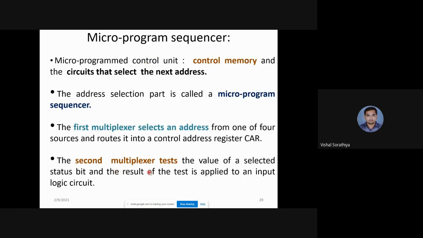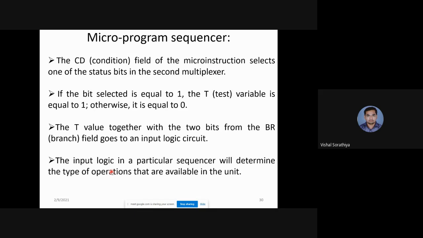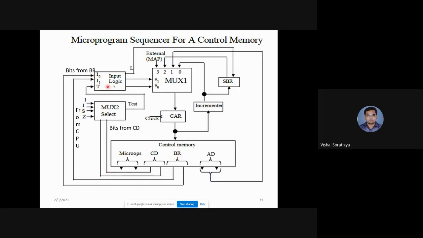And the second multiplexer tests the value of the selected status bit, and the result of the test is applied to an input logic circuit. Meaning, whatever the second multiplexer applies, this is the second multiplexer. From that, it will check.